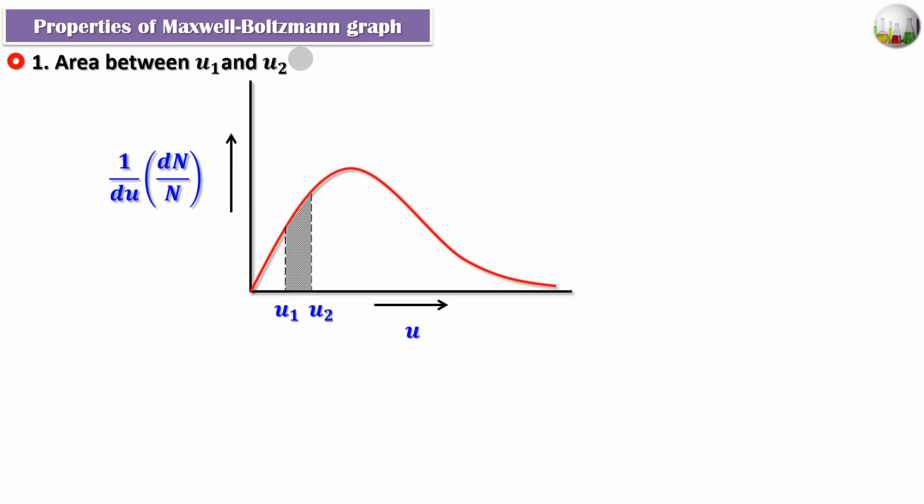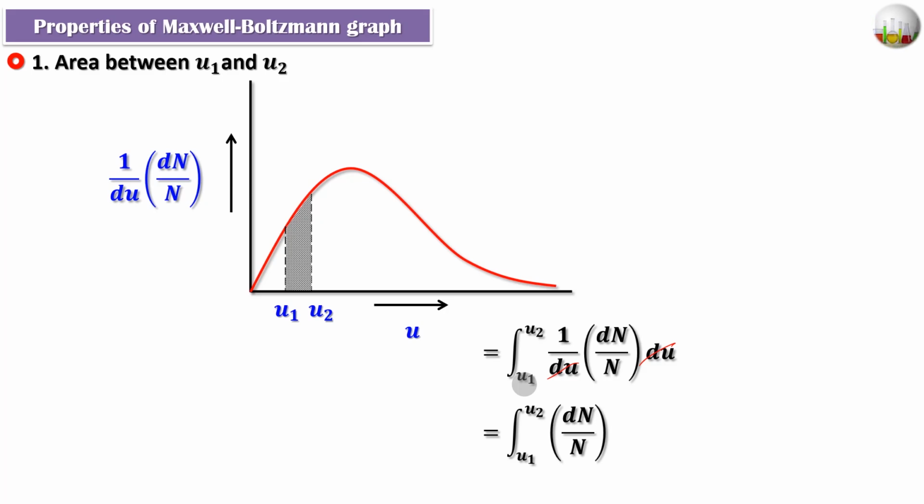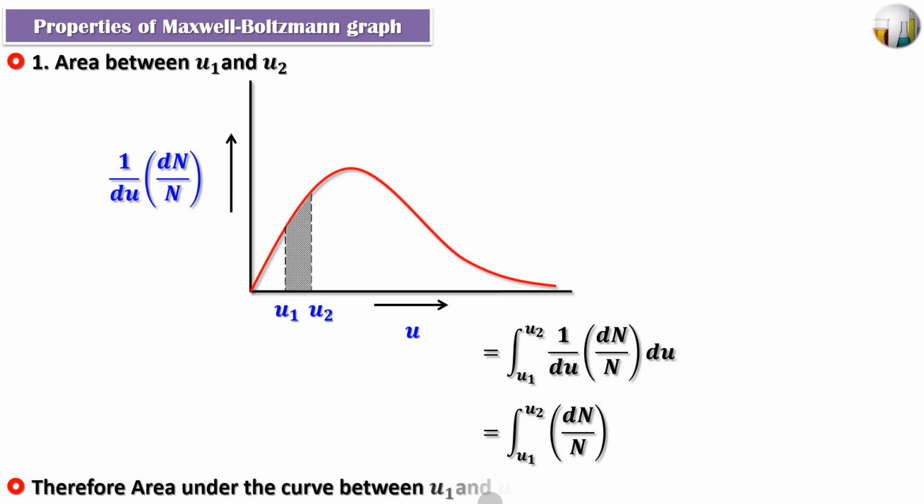Now, if you look at the integral, it should go something like this, right? This is the integral of this, and du will get cancelled. So what do you get? You get this. So what does it mean? It tells you the number or the fraction of molecules, because the y-axis is fraction. The fraction of molecules having speeds between U1 and U2. So the area under the curve represents the fraction of molecules having speeds in between U1 and U2.